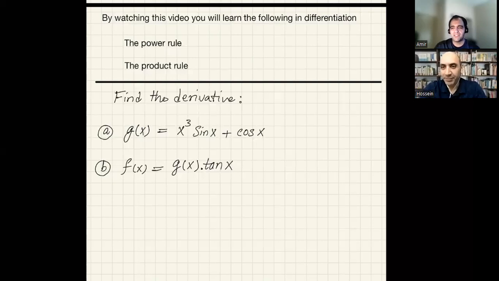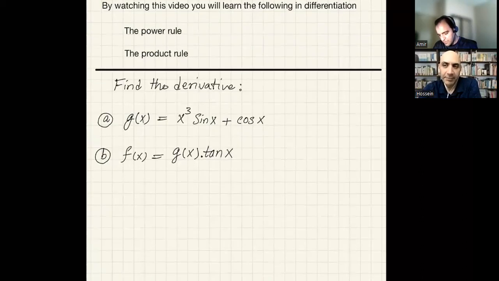Yes. Hello, saying hello, everybody. Thanks for the time. I solved this problem, and we hope that everybody finds this video useful. So the first one, g of x: in this problem we have two terms. The second term is simple. The first one we have the power rule with a trigonometric function which is sine of x.